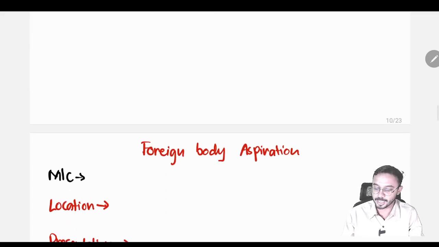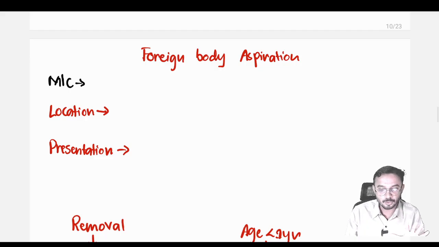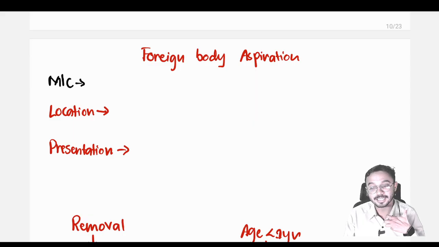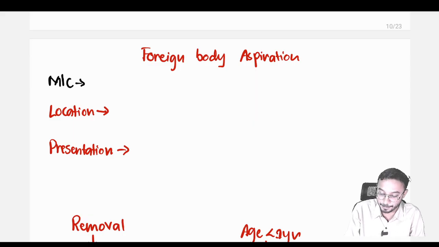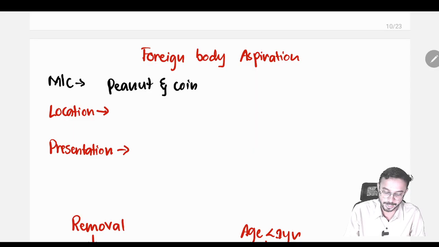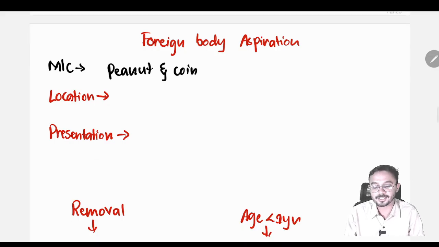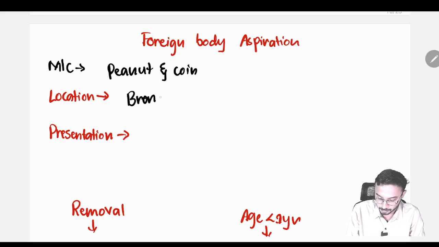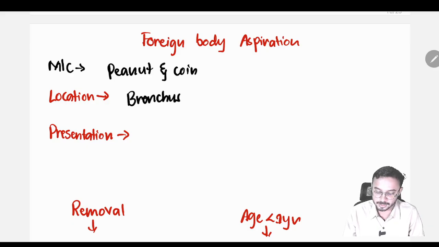And foreign body aspiration. So which is the most common foreign body that will get aspirated in a child? That is peanut. If it is not present, you can go for coin. Okay. The location where this foreign body goes and gets lodged is the bronchus. So how does the child present?